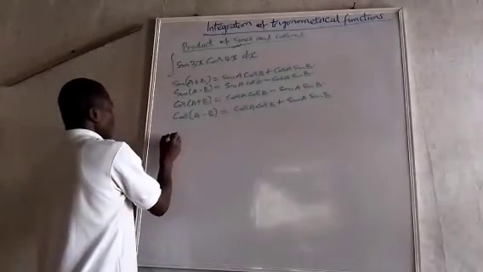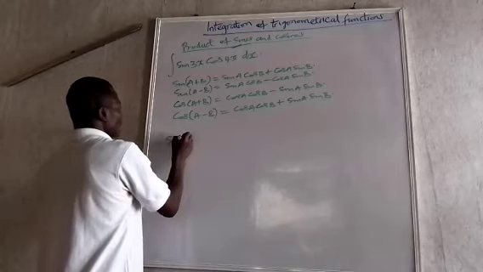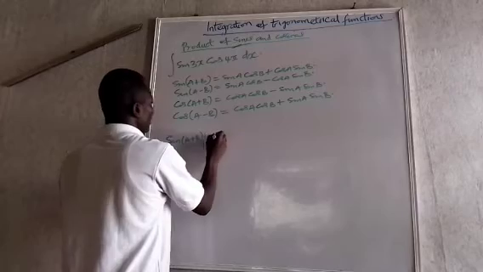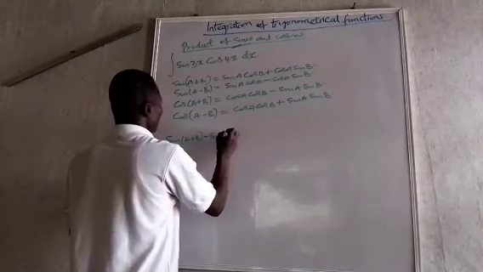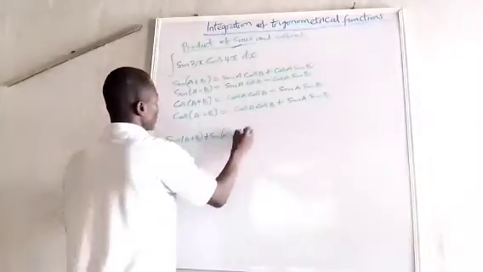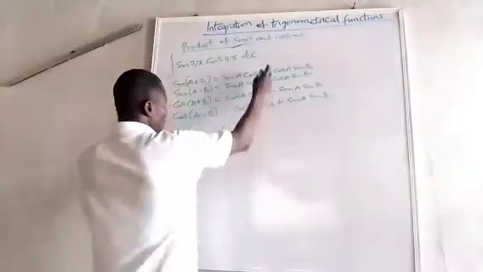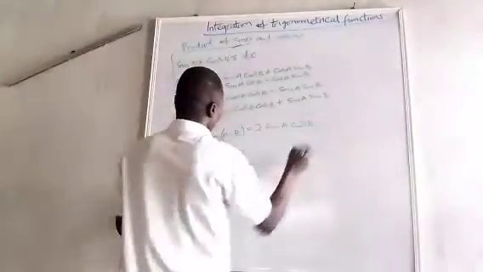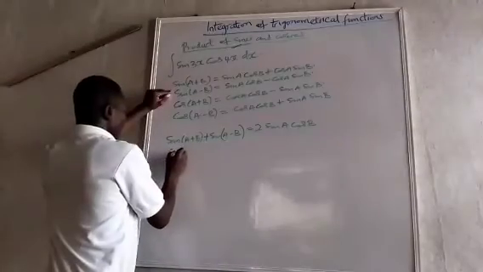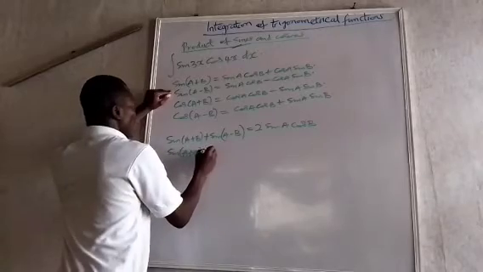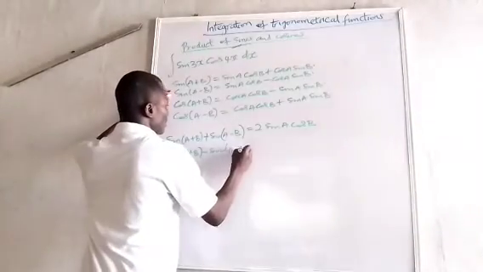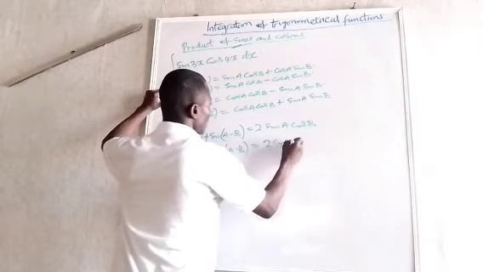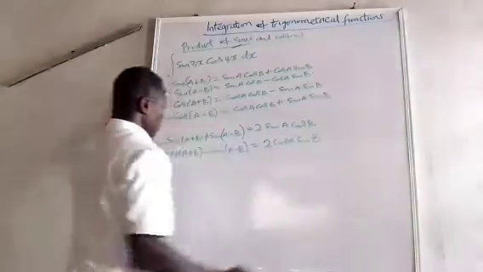We know that we have sine A plus B, and sine A minus B. What does that give us? If we add, it's going to give us 2 sine A cos B. Please take note. If we subtract, sine A plus B minus sine A minus B, what does it give us? 2 cos A sine B.